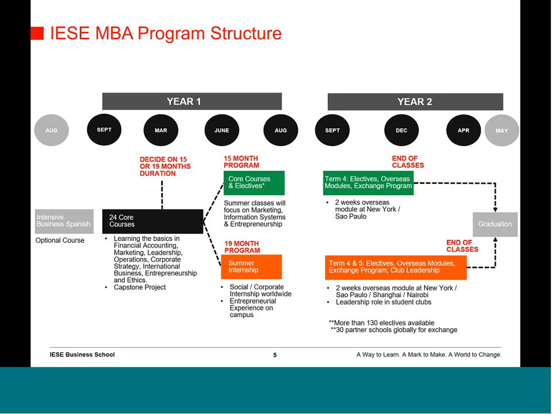And in terms of program structure, we offer our students two tracks, 15 months or 19 months. You only need to decide on your track in the first year, so you don't have to decide when you're applying. All students will go through the same core classes in the first year. You will take classes across all the different business functions to help you build a solid foundation. And if you choose the 19-month track, you will then have to go through a summer internship.